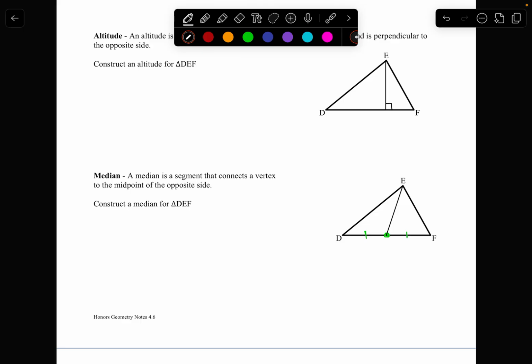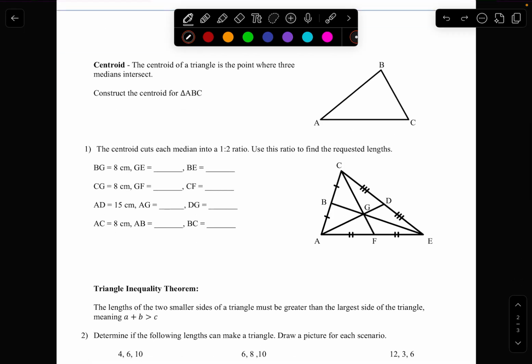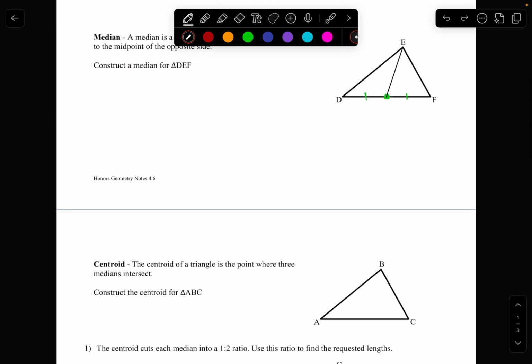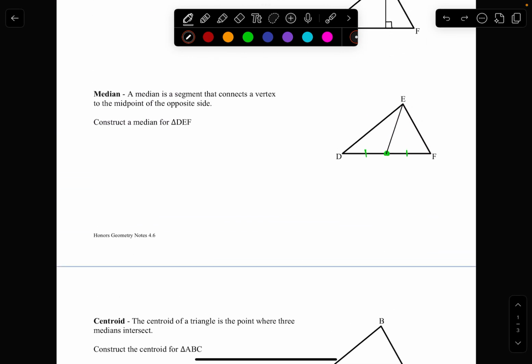So you really need to make sure that you know the difference between an altitude and a median, because they are different, they look different, and they do a couple of different things. Sometimes you can have a median that's also an altitude, but not always, okay? So just be careful. All right, centroid, yay. The centroid of a triangle is the point where three medians intersect. So let's remind ourselves what a median is. A median is a segment that connects a vertex to the midpoint of the opposite side.